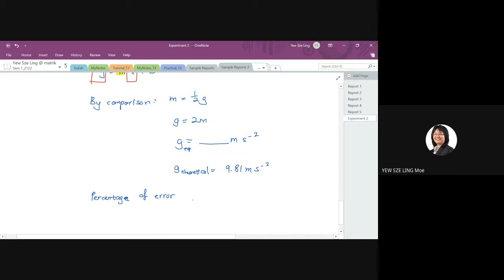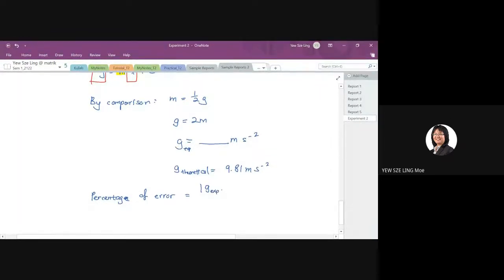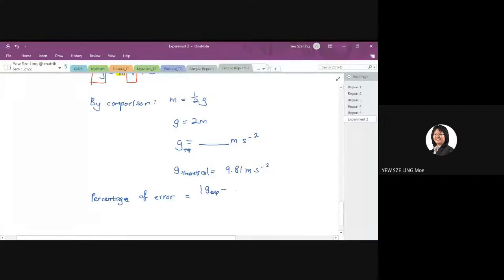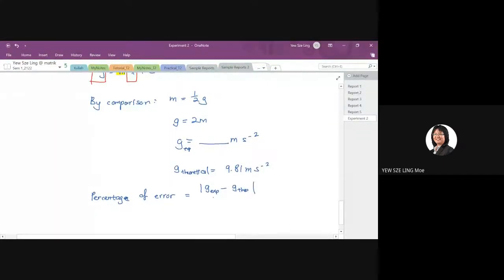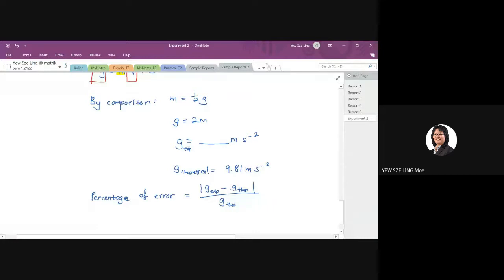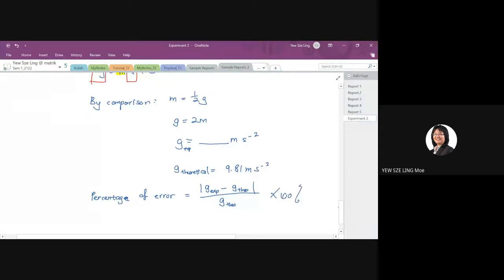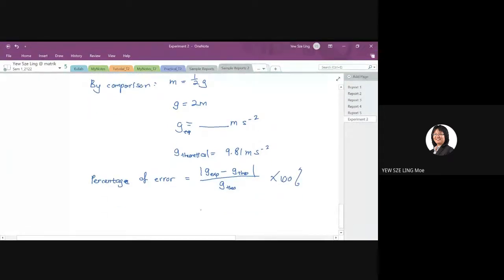So percentage of error is equal to the modulus of g experiment minus g theory, or you can use g theory minus g experiment also, divided by g theory. You can just write GE and GT also. Then times 100%. So you will get a value.